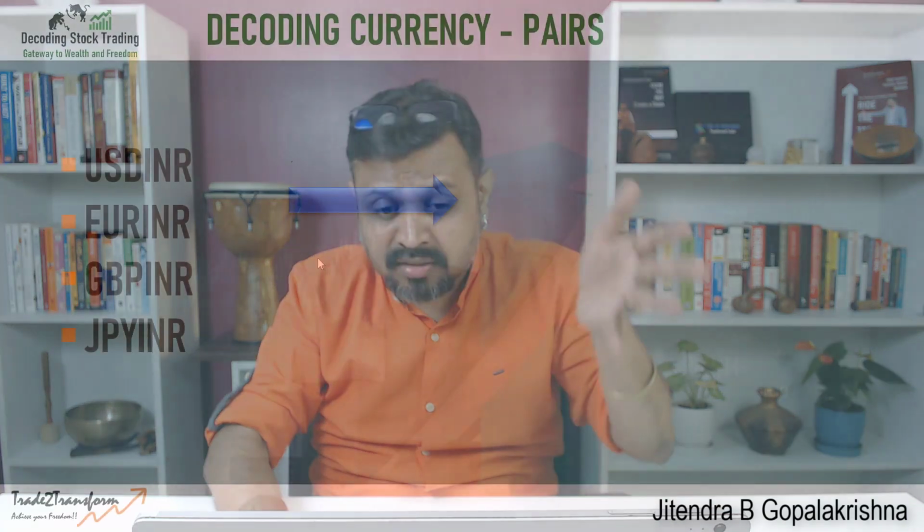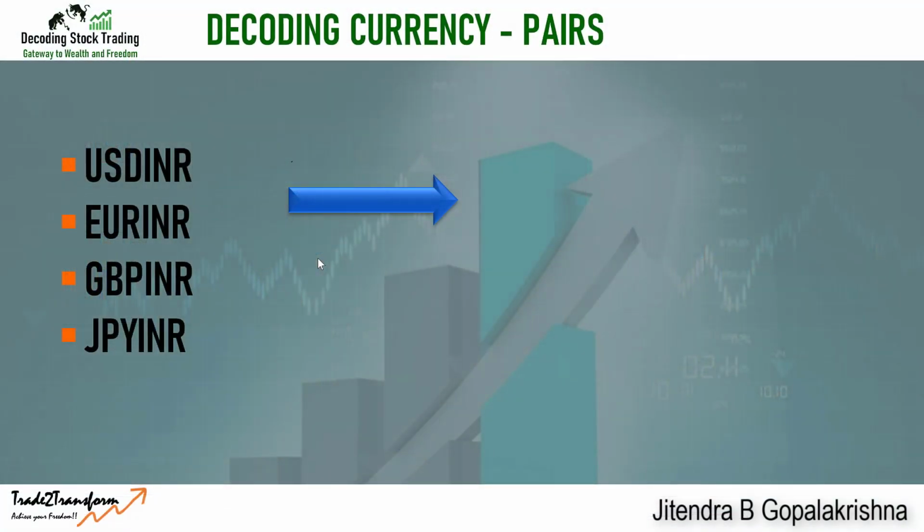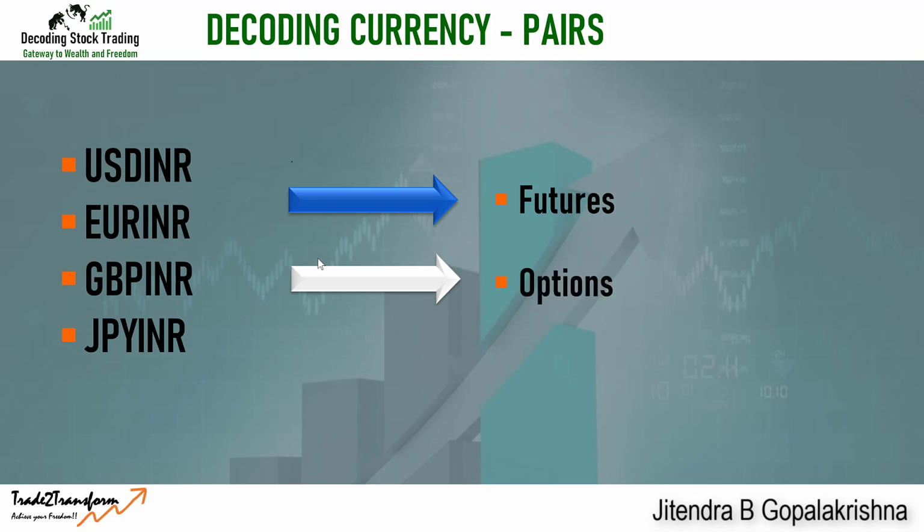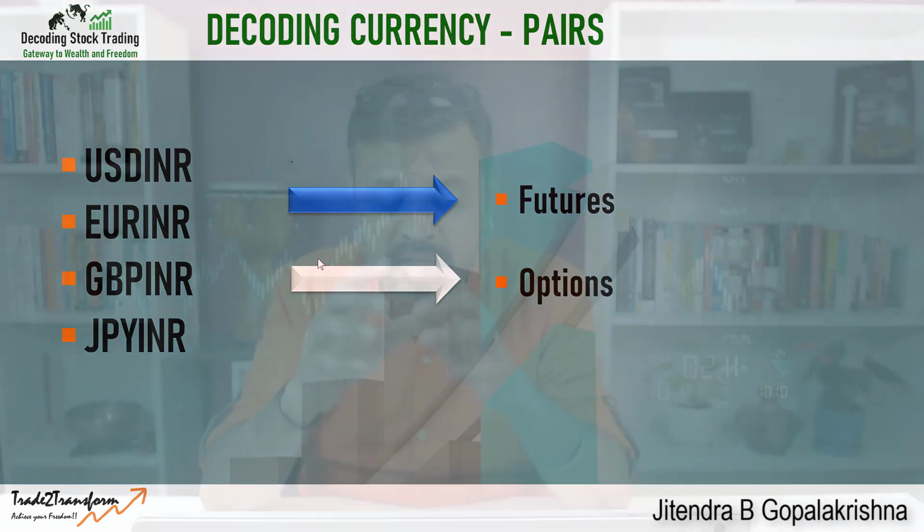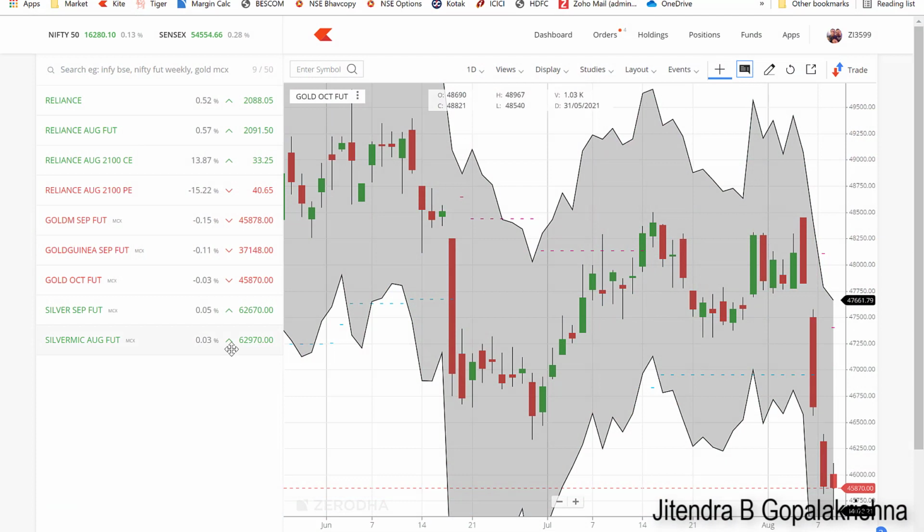All of these 4 pairs have futures which you can trade in, currency pair as futures contract or currency pair as options contract. You can choose to trade in either one of them. These are the 4 pairs which are available, which you can trade on. Now let's look at how they really appear in the market watch.